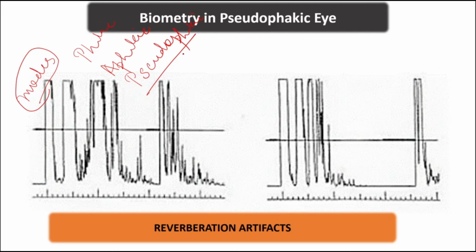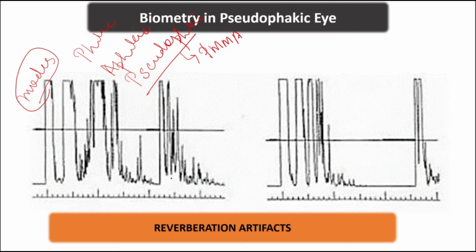So again, within the pseudophakic eye, there can be various settings which can be available. So there might be a setting for the material. That means you might be able to choose whether the material is PMMA, acrylic, or the silicone, right? So now, when you carry out a biometry in case of pseudophakic eye, you might actually be able to see a lot of these spikes.